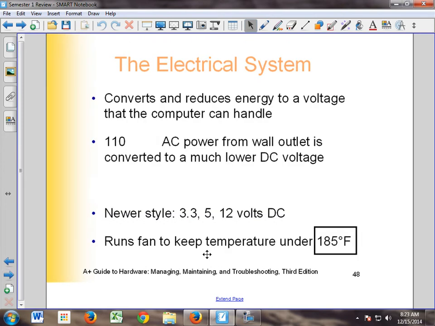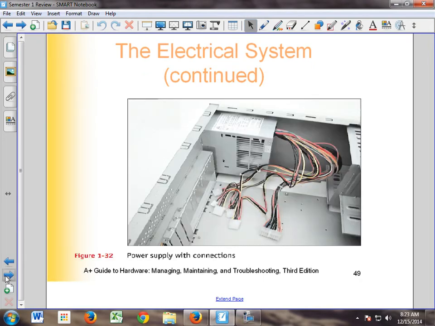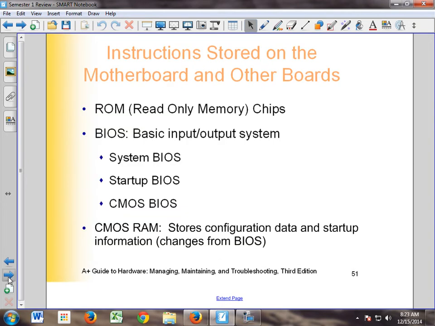The electrical system converts AC to DC, and it outputs 3.3, which is the main one, 5, and then 12. Most of the connectors are 12-volt connectors. The motherboard is 3.3. We have system fans in the PC running to keep the temperature below 185 degrees. 185 degrees is the temperature at which electrical components fail. And that's a typical power supply, and we're going to talk a little bit about power calculations.